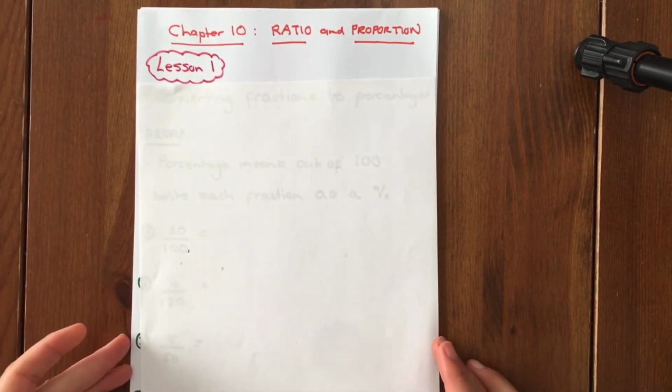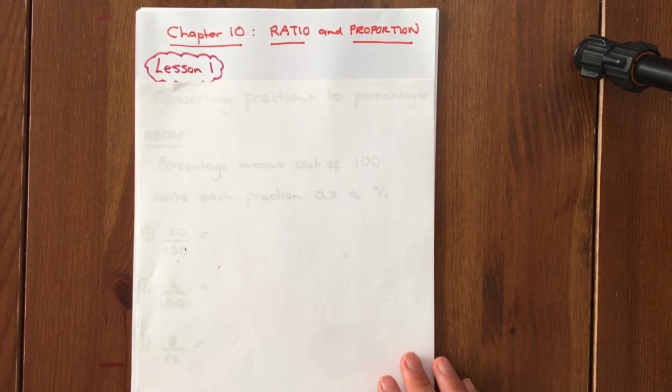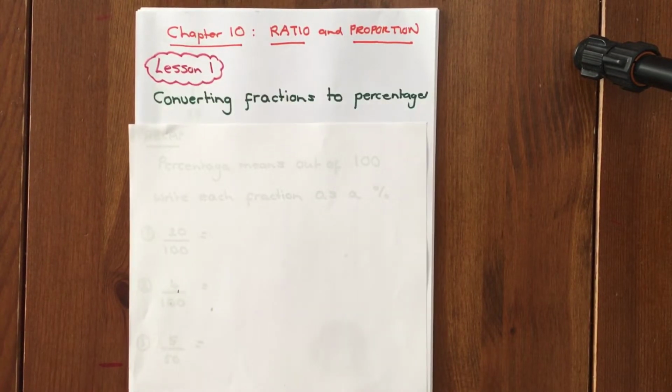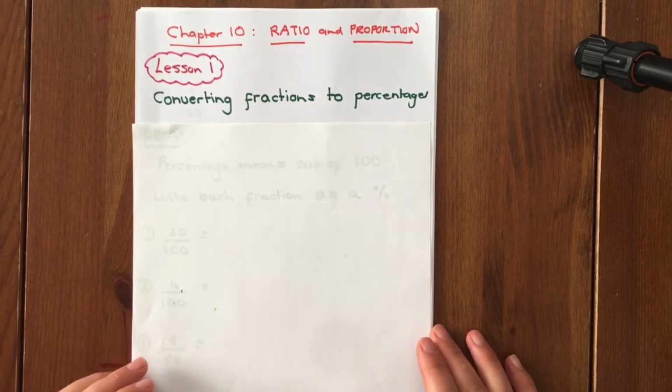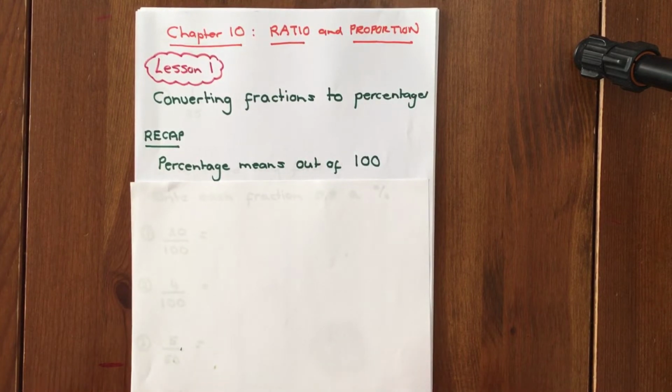Please put the title in your book, set out your work as you would in a lesson, so you've got a record of all your important notes. So the title, Converting Fractions to Percentages. Okay, so what is a percentage? Well, percentage means out of 100. Okay, so we know that percentage means out of 100.